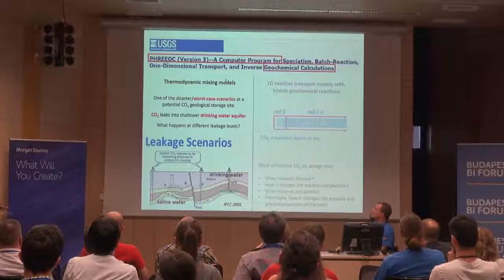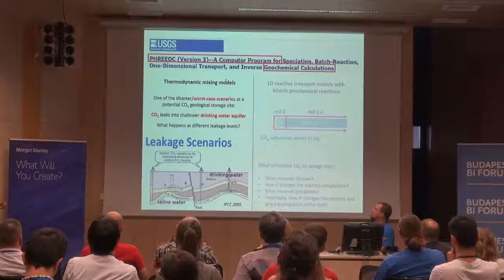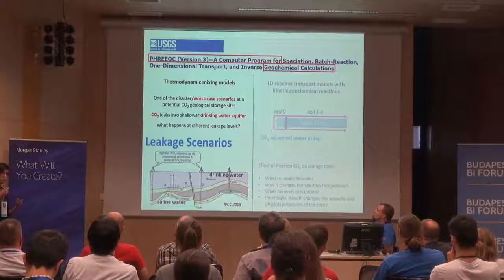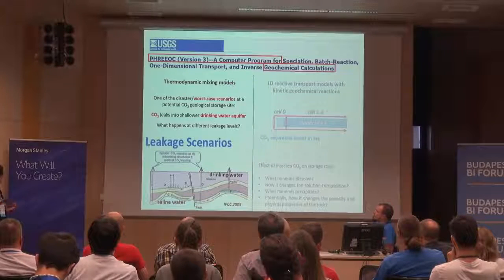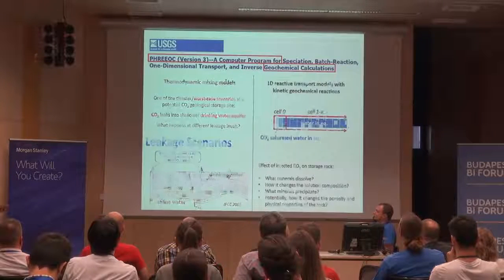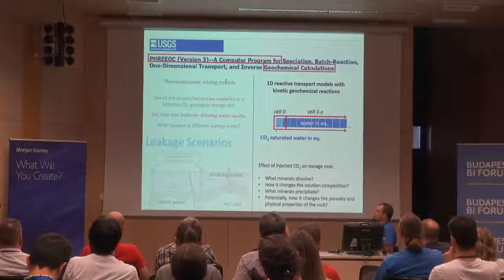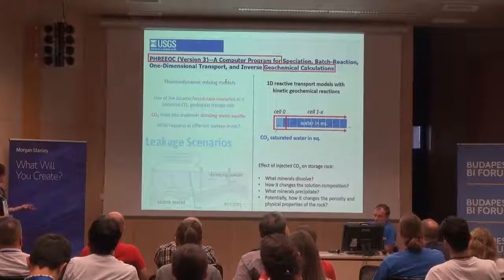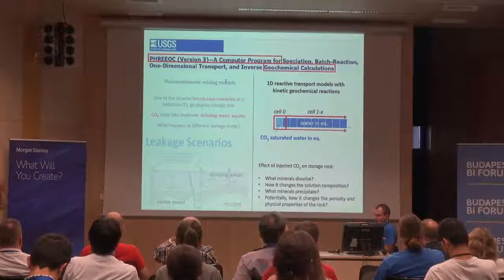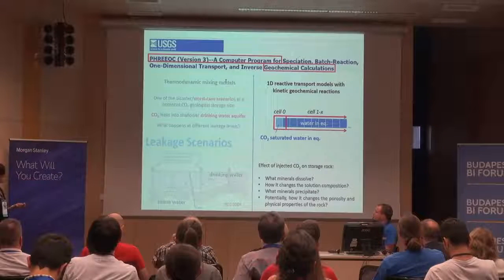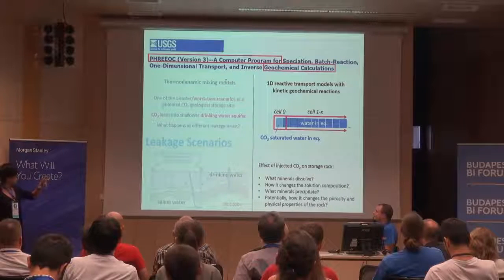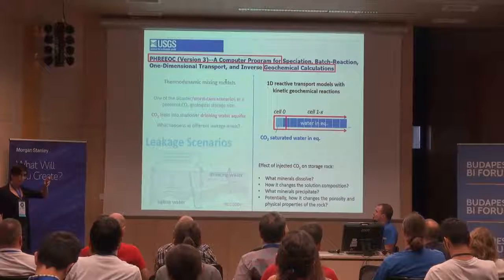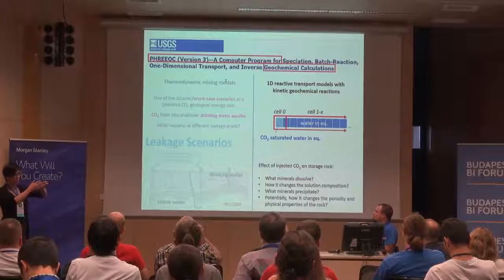One of them is thermodynamic mixing models, which are kind of worst-case scenarios when this carbon dioxide is leaking back to the surface and it's contaminating some drinking water aquifers. The other example, what I'm going to show you, is one-dimension reactive transport models, when in the first cell the carbon dioxide is dissolved in the water and it's transported to the next cells.